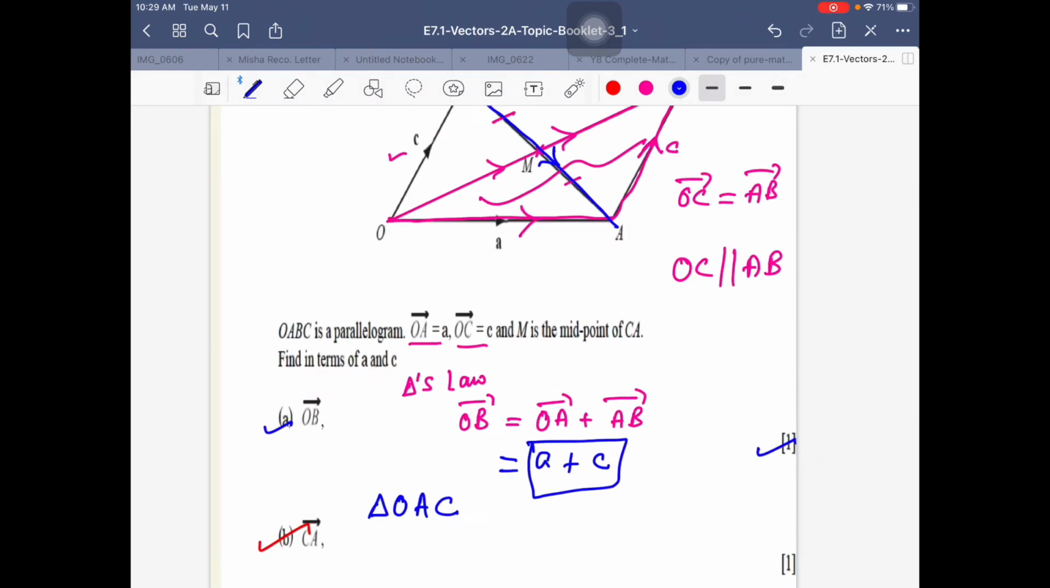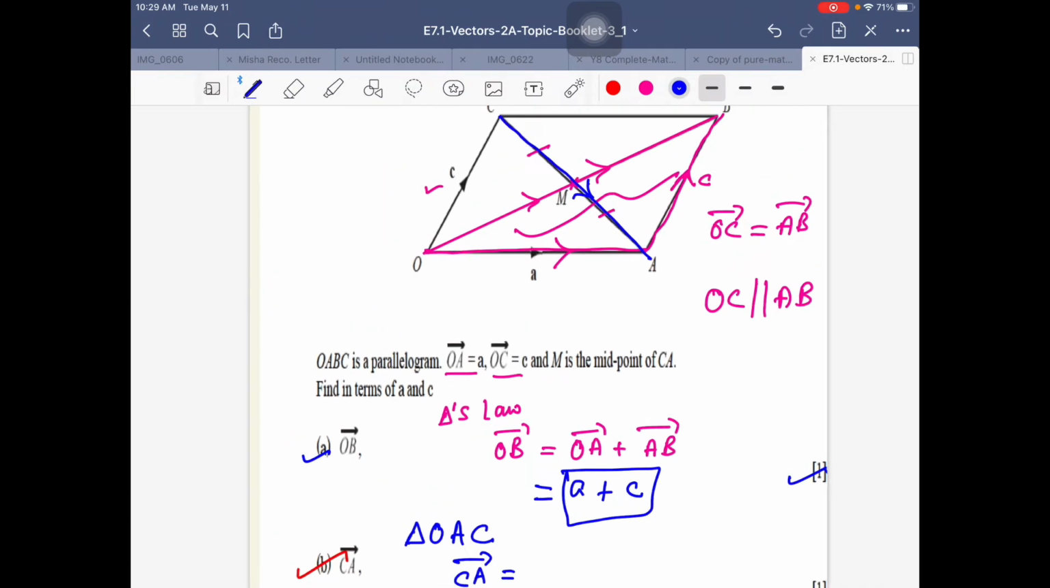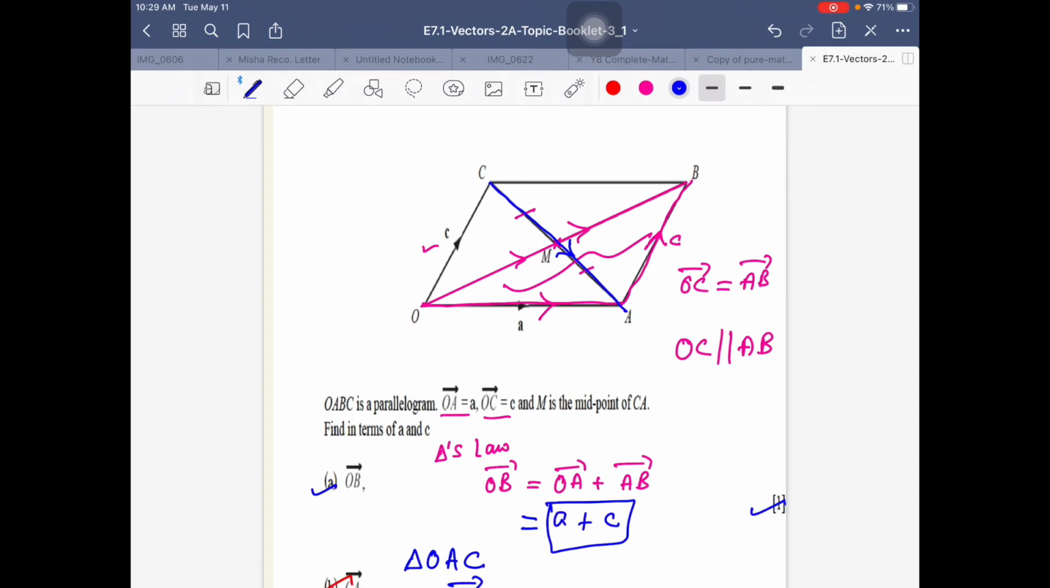So CA vector, right here, could be the resultant of other two vectors if I go in the opposite direction. CA vector, C is the initial point and A is the final point. If I go in the other direction, I have to move from C to A via O. If I go this way, then CA vector is equal to CO vector plus OA vector. That's what we call triangle's law of vector addition.